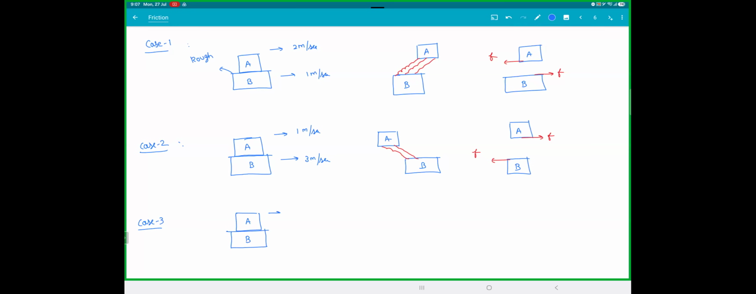Case 3, what if this guy is going with 2 meters per second and this is also going with 2 meters per second? Now what happens? If you and your friend are holding hands and both are running with the same speed, will the hands ever get stretched? The hands will always be loose, right? So the springs will never stretch, so friction is zero.